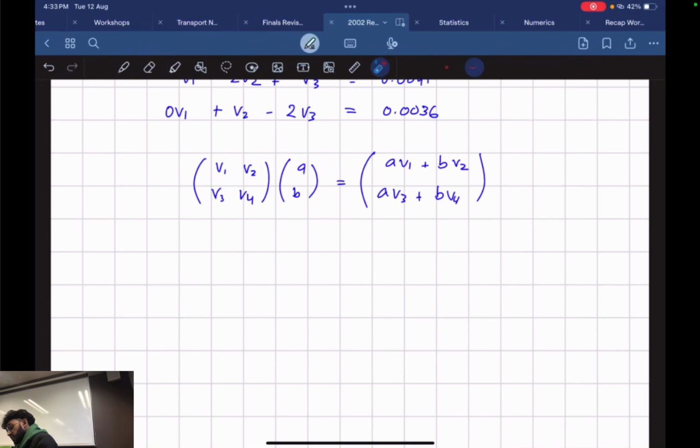To find the first row in our new matrix or vector, we take the first row and multiply it by our vector using dot product.